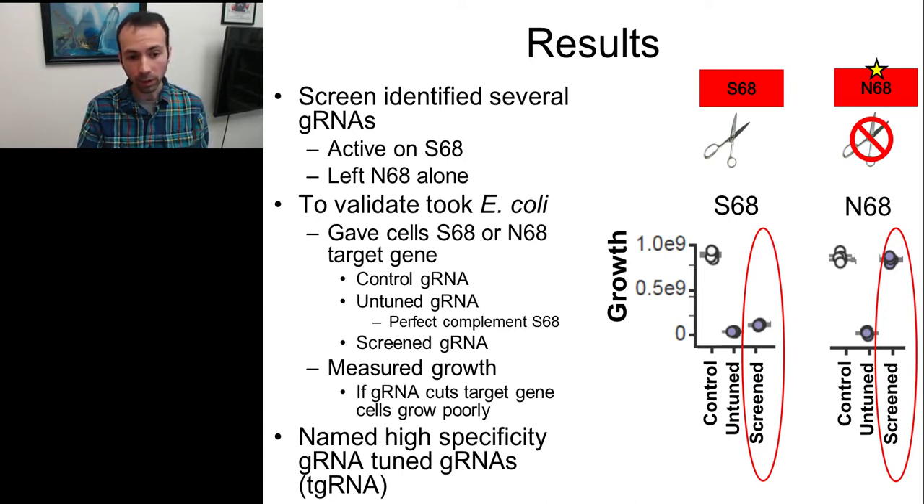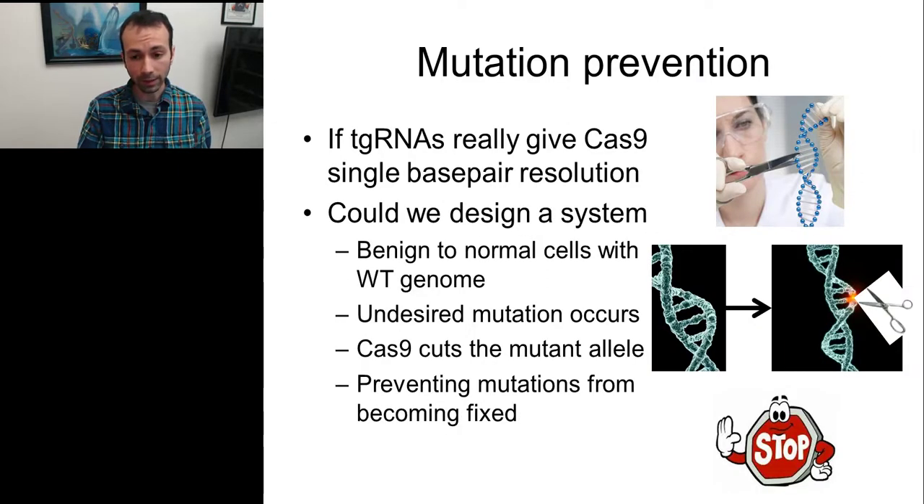We started thinking to ourselves, if tuned guide RNAs really did give Cas9 single base pair resolution, you could imagine designing a system such that it's benign to wild-type cells with normal genomes, but when a cell gets an undesired mutation, it's designed such that Cas9 will cut those mutant alleles away from the population. And by doing so, prevent those mutations from ever becoming fixed in the population. So do tuned guide RNAs actually enable mutation prevention?